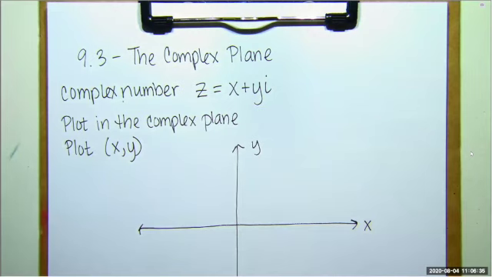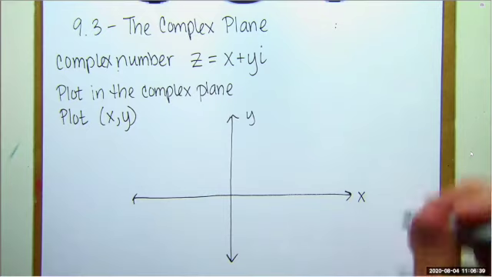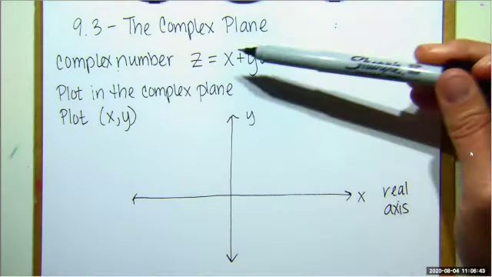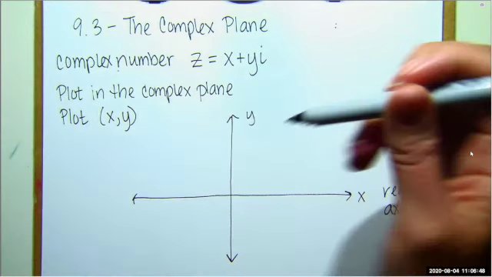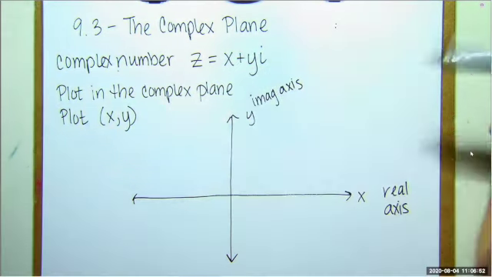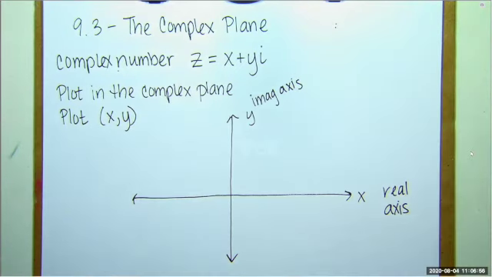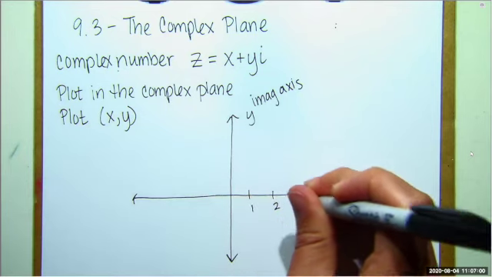So what we have is our good old xy coordinate system here. X we call our real axis, and you can see why, because when we have a complex number written in this form, x is the real part. Y we call our imaginary axis. When we have a number written in this form, the y coefficient tells us our imaginary part. Okay, so let me put some numbers on here and then we'll plot some complex numbers.